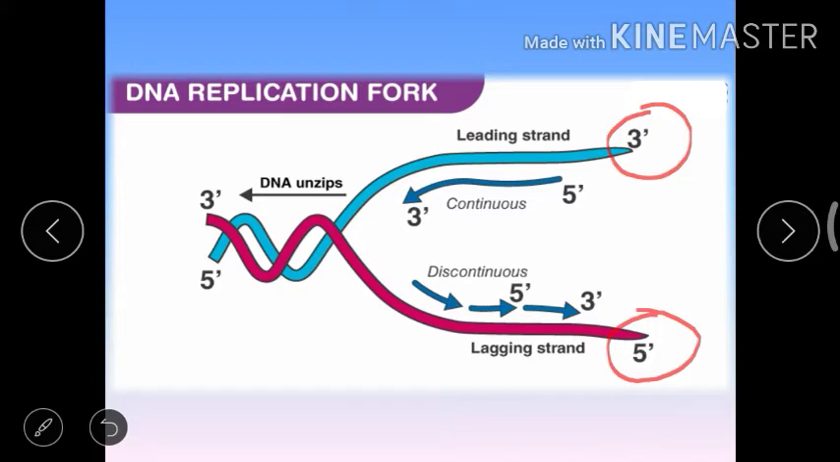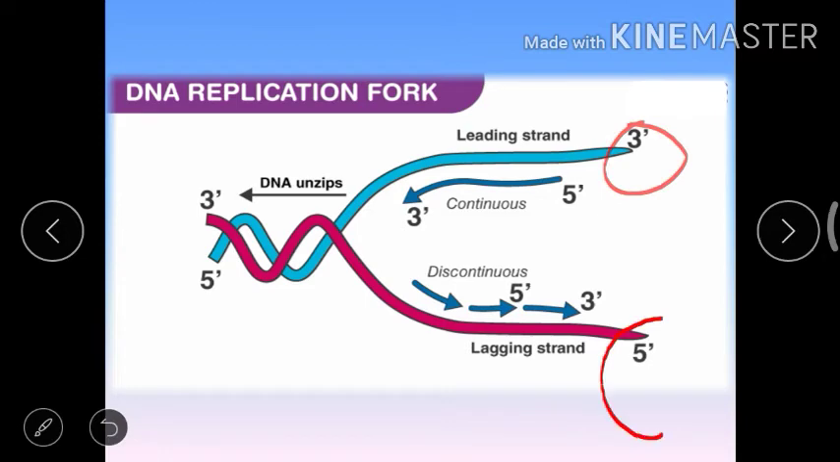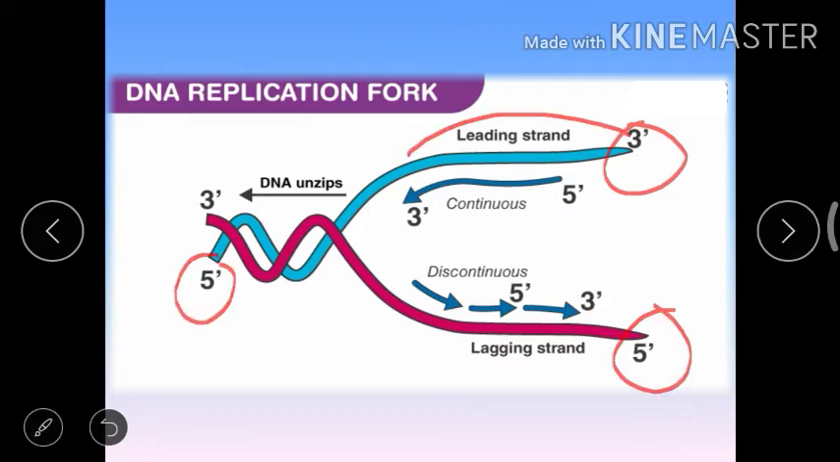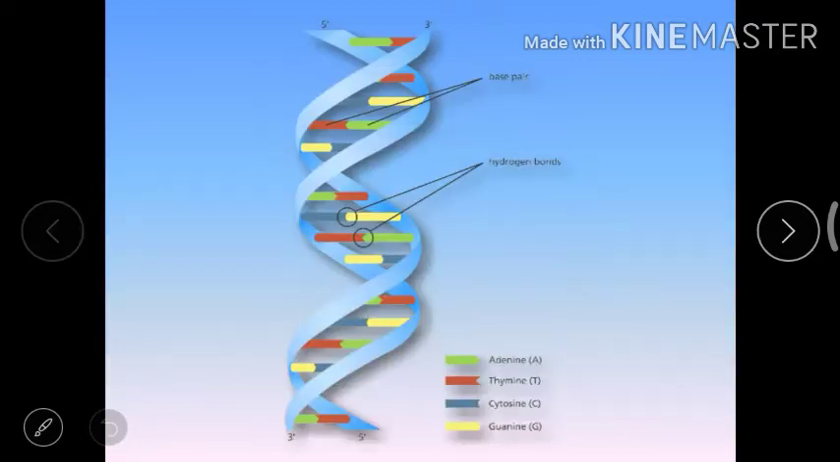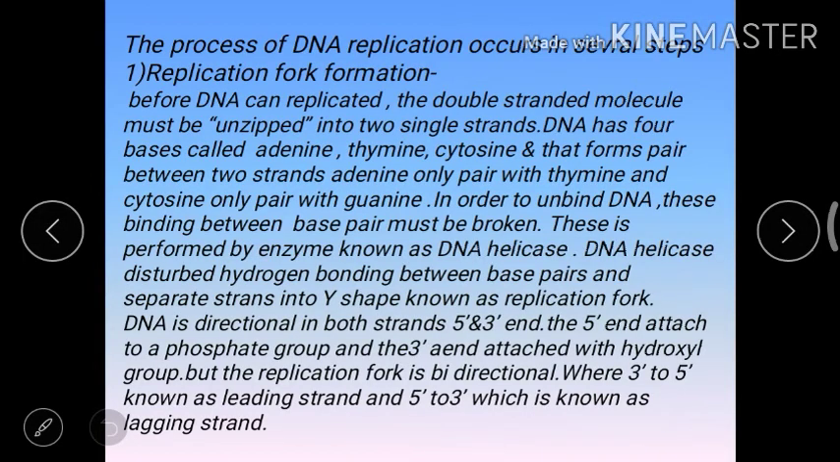But the replication fork is bidirectional, where the 3 to 5 strand is the leading strand, and the 5 to 3 strand is the lagging strand. Okay, so back to the slide.